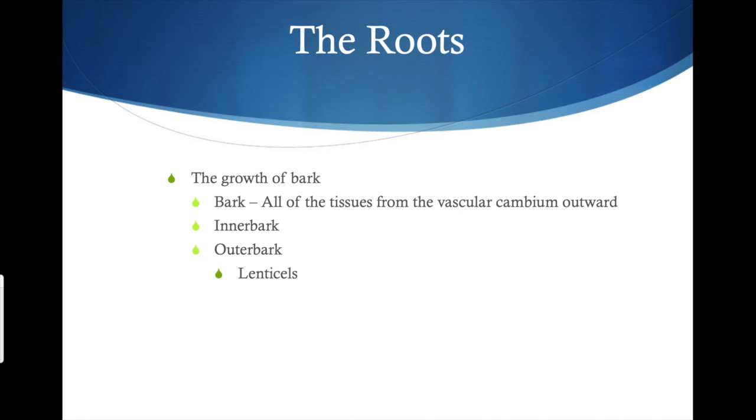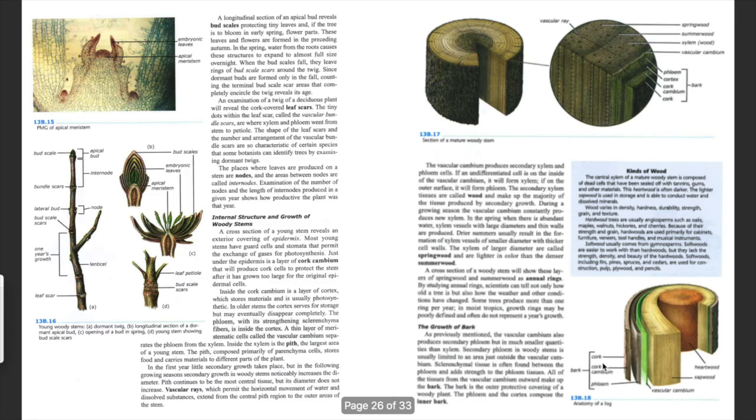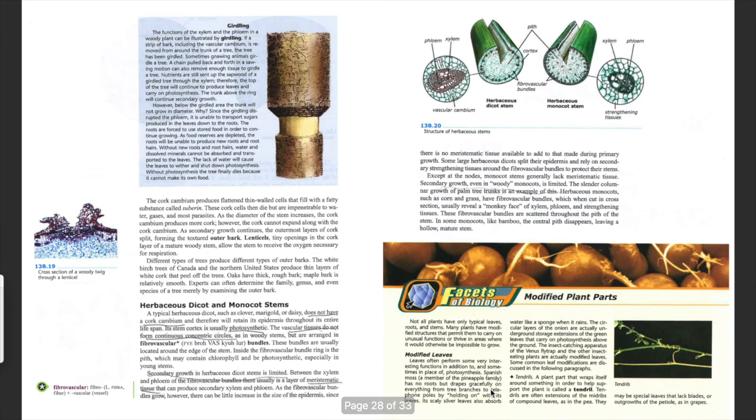Okay? All right, moving forward, the roots, the growth of the bark. All of the tissues from the vascular cambium outward, you have the inner bark, the outer bark, and lenticels. All right? So you can see that here in the bark. You have inner bark and outer bark. We talked about spring wood and summer wood. Okay? Here's where we talk about the growth of bark. You can look over that.